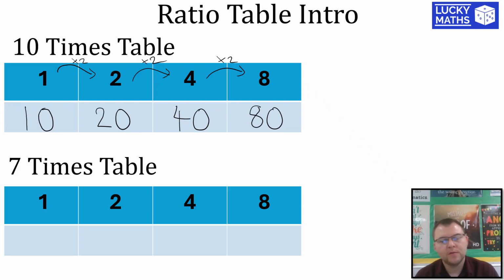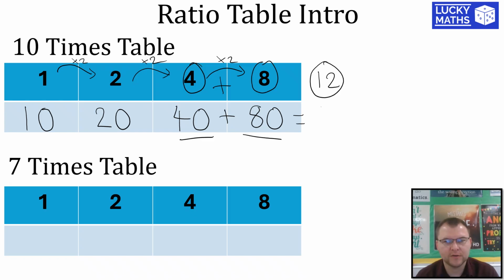But what you can do, let's say you'd forgotten what 12 times 10 was. If you put together the 8 lots and the 4 lots, i.e. if you add together these two numbers, that gives you 12 lots of 10 is equal to 120.